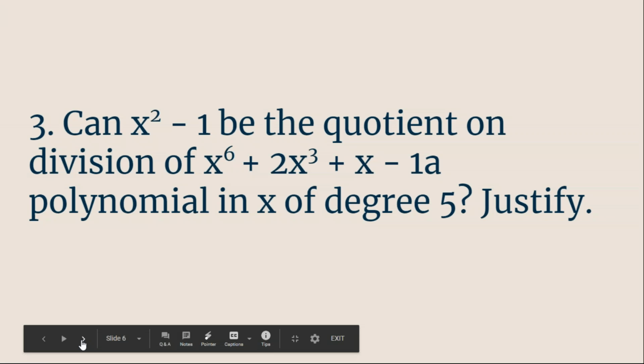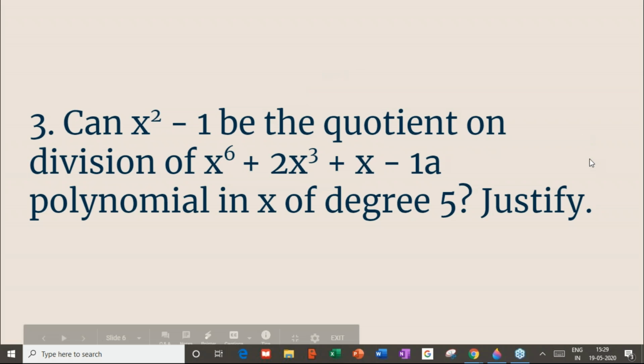Okay, the next question is: can x square minus 1 be the quotient on division of x to the power 6 plus 2x cube plus x minus 1a, polynomial in x of degree 5? Justify. Can anybody give me the answer to this question? Just think about it with justification.